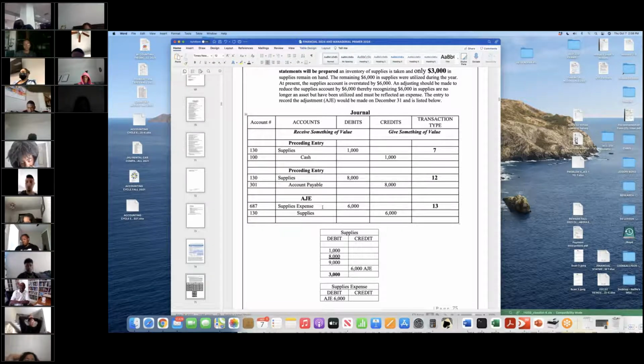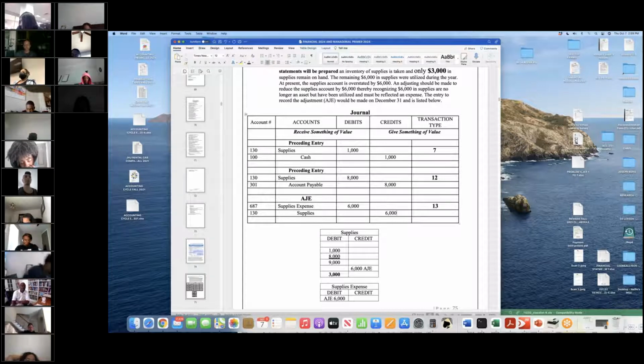The second thing: an adjusting entry is always going to involve an asset, a balance sheet account, and an income statement account. An adjusting entry will always involve a balance sheet account, not cash, and an income statement account.